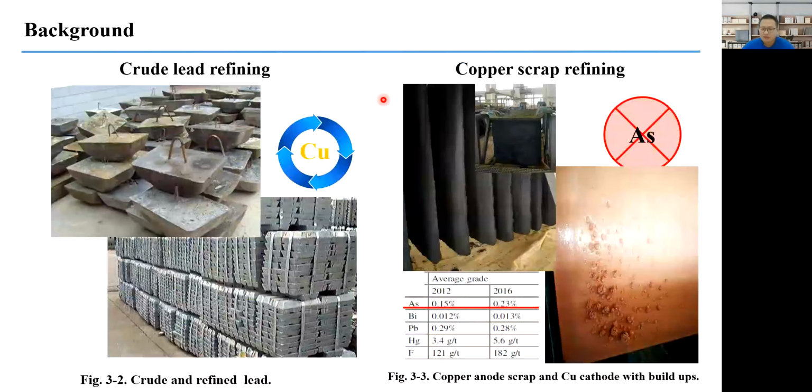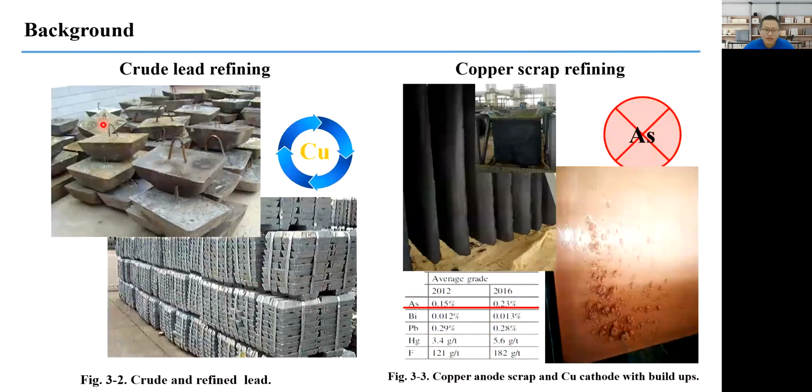So how did the topic come about, or how was my example of the copper and lead binary system? As you can see, this is crude lead, and this is refined lead. So the color is different, and also there is something we should recycle.